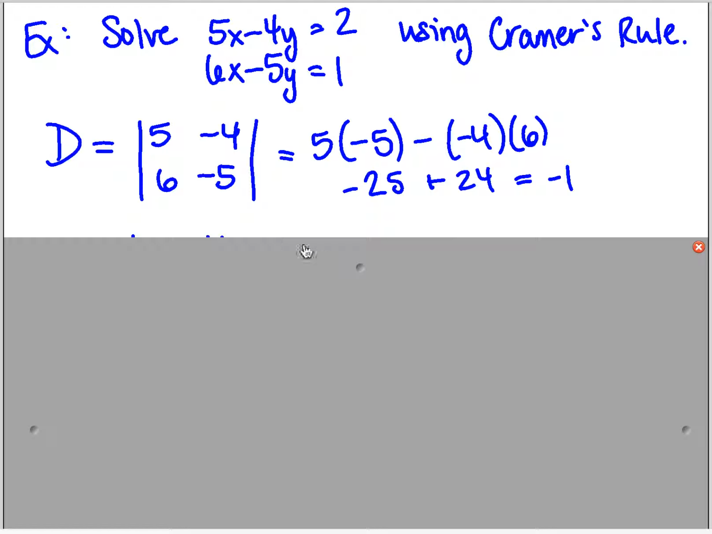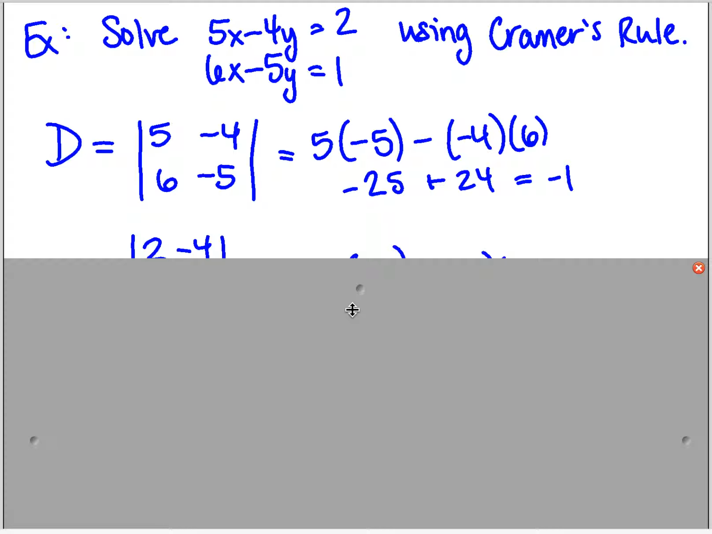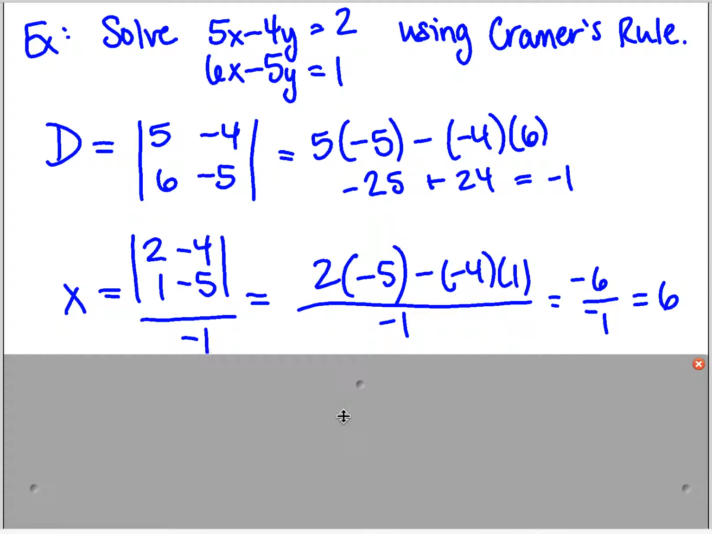Then your x value should be the determinant of your constants, so 2, 1, and the column over to the right should be the coefficients in front of y, so -4, -5. So you end up with 2 times -5 minus -4 times 1, over -1, and that comes out to be negative 10 plus 4, which is negative 6. But when you divide that by negative 1, you get a positive value of 6. So that's our x value, the x value of where these two lines intersect.